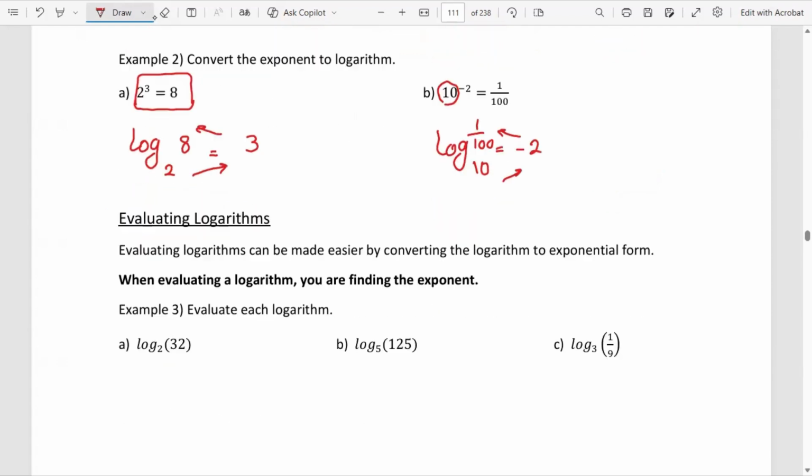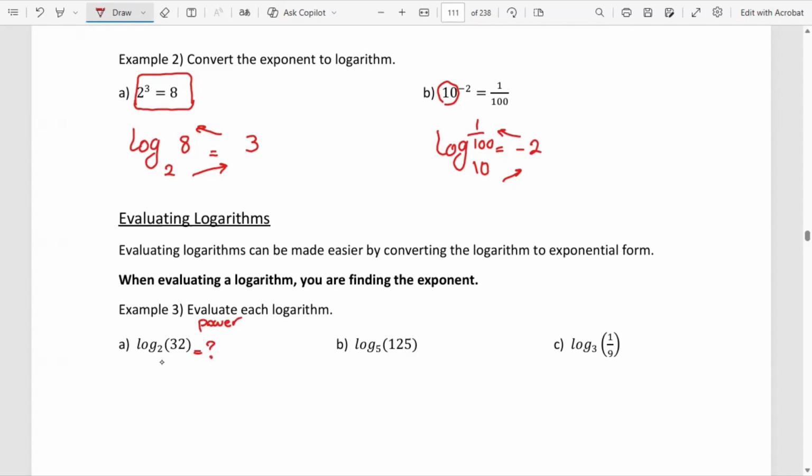How we can evaluate logarithms, how we can find the value for each logarithm. Again, to evaluate each logarithm, it's easier to convert it to the exponential form. Because when you want to evaluate a log, that means you want to find the power. The base is given to you, the answer is given to you, you want to just find the power.